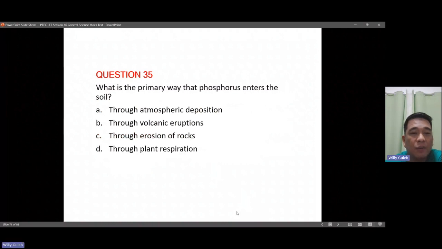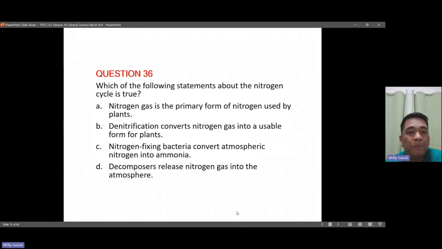35, what is the primary way that phosphorus enters the soil? A, through atmospheric deposition, B, through volcanic eruption, C, through erosion of rocks, or D, through plant respiration. Ang sagot natin dito ay through erosion of rocks.